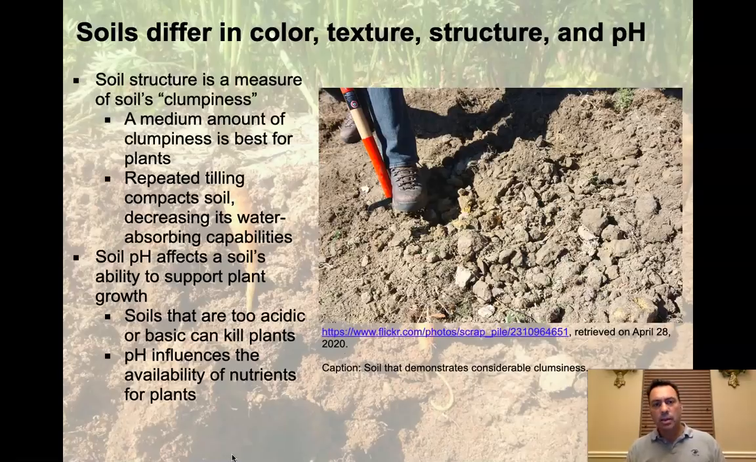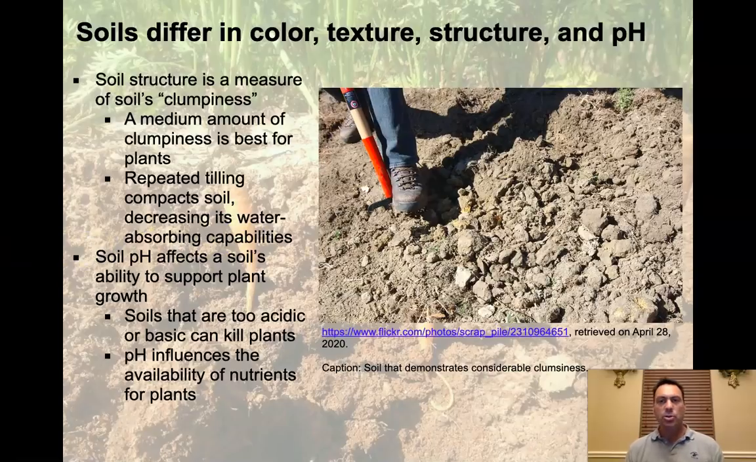All right, another thing that we need to be concerned about is soil structure, which is to say its measure of soil's clumpiness, which is to say how cohesive it is, how it holds together. So a medium amount of clumpiness is best for plants. Repeated tilling, it turns out, compacts the soil. It's actually not good to constantly till the ground. It hardens, especially down about 18 inches down, because you're running a tractor over it all the time. So you've got to be very careful. And of course, if you compact it, that decreases its water absorbing capabilities.